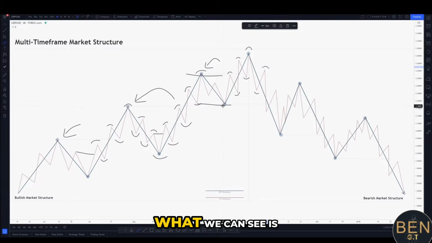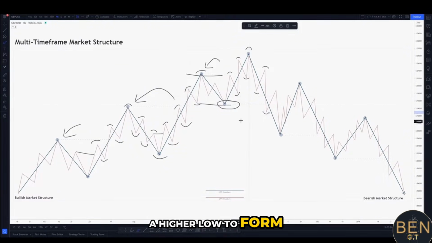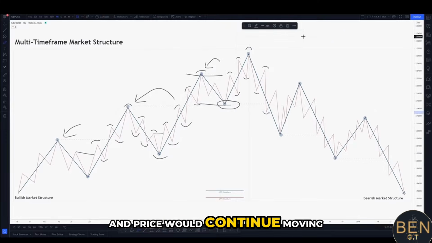And at this point, what we can see is our higher time frame swing structure would be here. And as we break to the downside, what we can now see is we're seeing a change of character, meaning that we were expecting a higher low to form and price would continue moving to the upside, but what has actually happened is price has broken the previous higher low and is now forming a lower low.